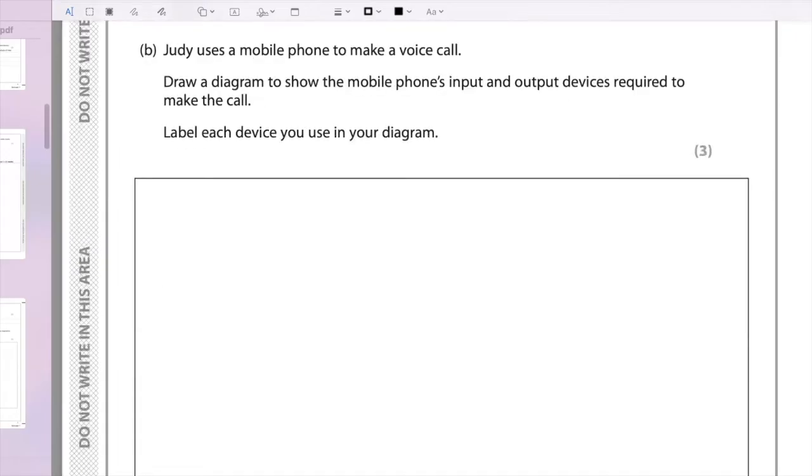B. Judy uses a mobile phone to make a voice call. Draw a diagram to show the mobile phone's input and output devices required to make the call. Label each device you use in your diagram. So we've got to have a diagram that shows the mobile phone call. Obviously I'm not going to be able to easily draw it on here, but in your diagram, and don't worry about not being able to draw, just draw a kind of box to represent the mobile phone. But you should label it with microphone. There should be a label to the speaker, and there should also be a label to touchscreen as well.